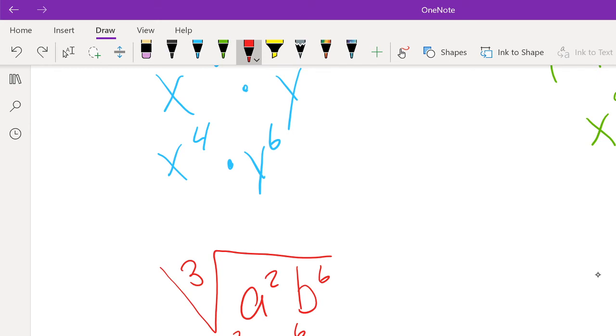That I can simplify a little bit. The a I can't, because 2/3 is just 2/3. But b I can simplify. 6 over 3 is 2. So that's a to the 2/3 times b squared. Right?